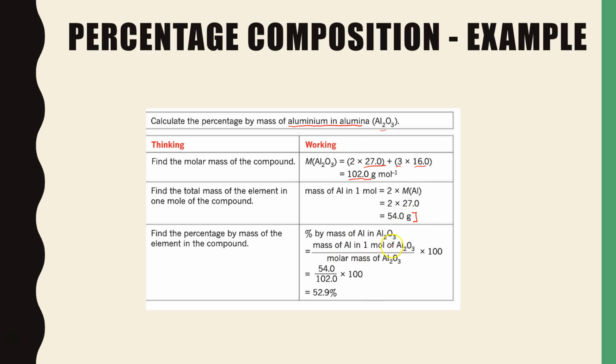The percentage by mass of aluminium will therefore be the mass of aluminium in 1 mole divided by the total molar mass. So in 1 mole of this compound, we're going to have 54 grams because we have 2 lots of those particular aluminiums. Therefore, we have 54 here, and we have 102 as the molar mass of the whole compound. We put those over each other, we divide, multiply by 100, and that gives us the percentage composition of aluminium.